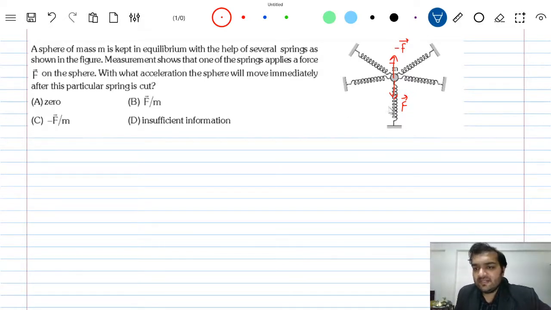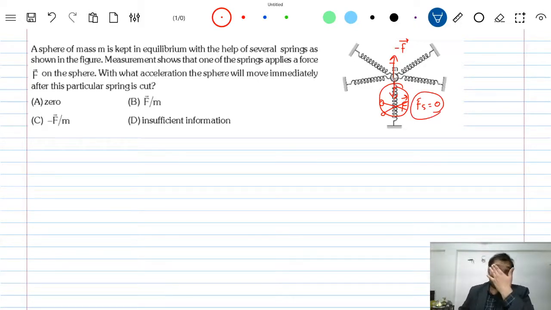Now when we cut this spring, the spring disappears. So this spring force becomes zero, and the other spring forces remain unchanged. This spring force becomes zero and these spring forces remain unchanged. So the acceleration of the block will be equal to minus F by m.